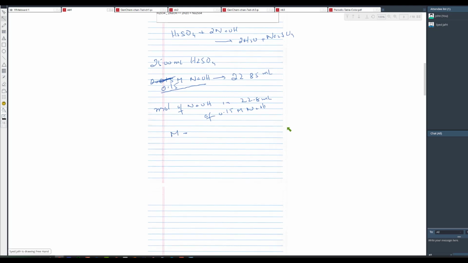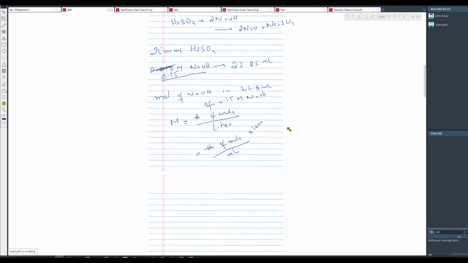You know the molarity formula is number of moles divided by liters. If they give the volume in milliliters, either you change the ml into liters or just put the 1000 at the top. It depends on you. Normally, instead of changing, I put the 1000 here. This 1000 is to convert milliliter into liter.